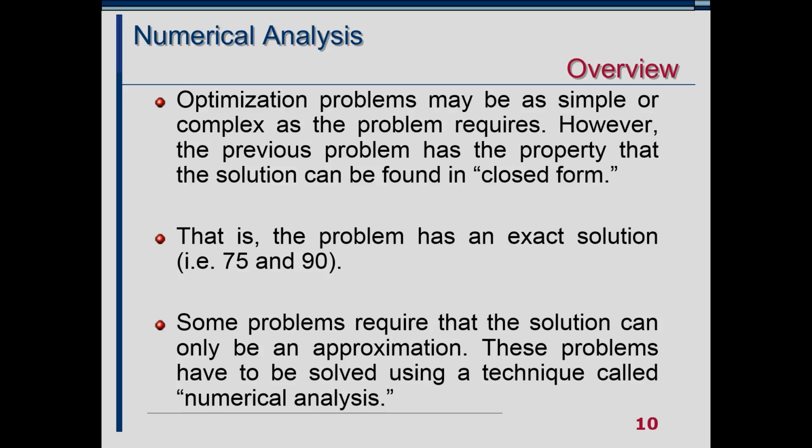Now, optimization problems may be as simple or complex as the real-world problem requires. However, the previous problem has the property that the solution can be found in a closed form. It means it has an exact solution. You can write it as an integer, as a fraction, or you may get something that looks like the square root of 2. Okay, that's still a closed form solution. So in this particular case, the problem has an exact solution of 75 and 90.